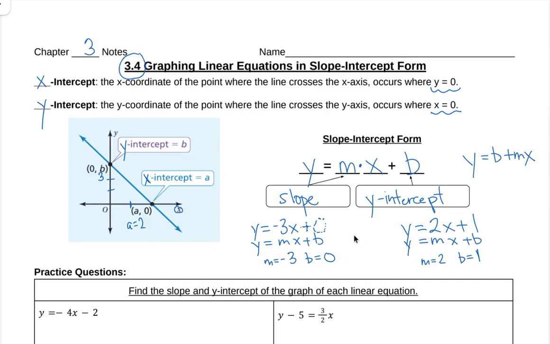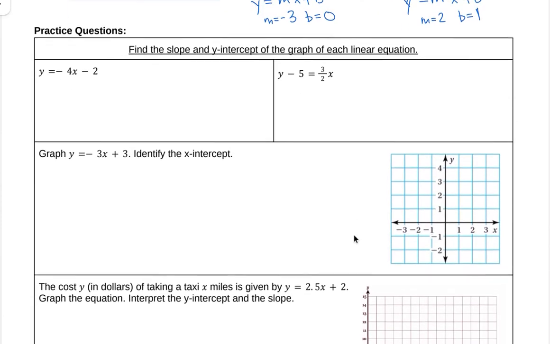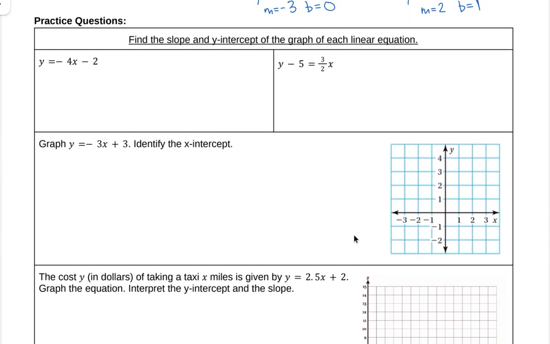Okay, so let's work through some practice questions to see if we can test out our understanding of the formula. So I'm going to write right here just so I have it right front and center: y equals mx plus b.